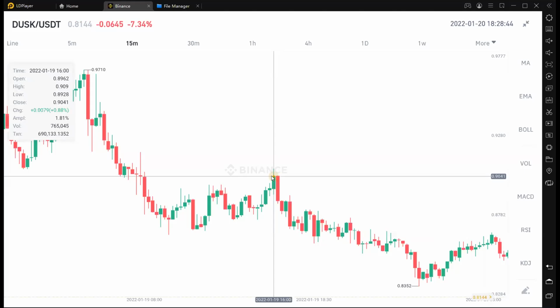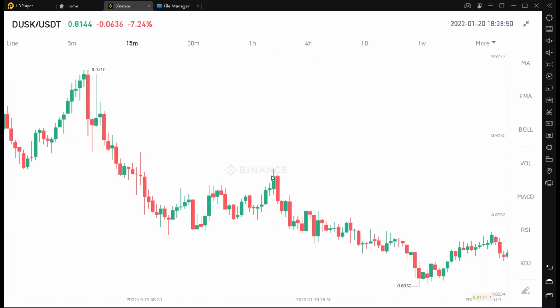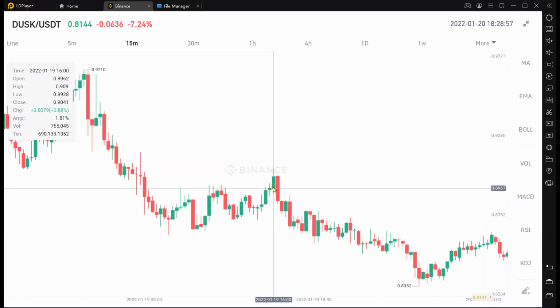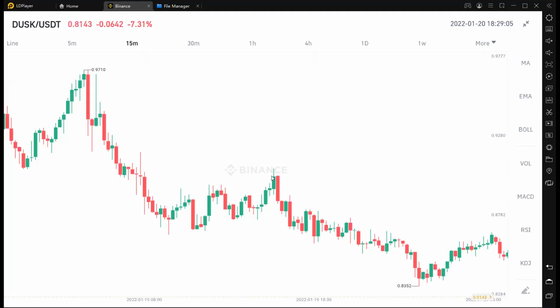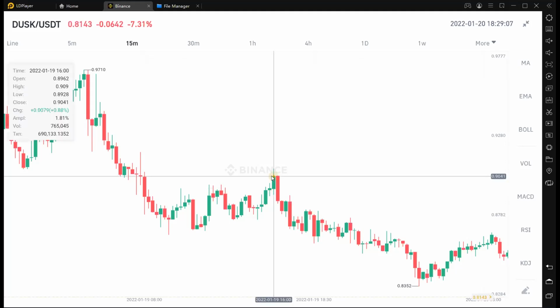So this particular candle opens at 4 p.m. At 4 p.m., the coin opens at this price. This was where it opened. It opens at 0.892. And at 4:15, the price closes at 0.9041. That is for a green candle.